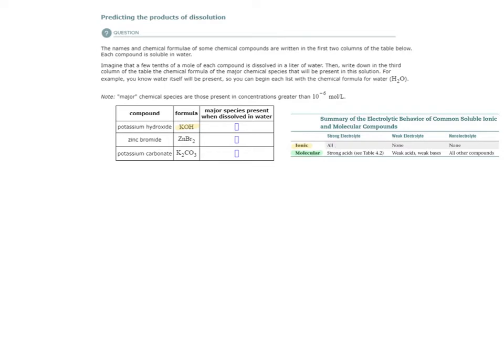They dissociate, they break apart. So potassium hydroxide, what will it break apart into? Well, I have potassium metal ions, so we'll break apart into potassium metal ions that are hydrated by water molecules, and it will break apart into hydroxide anions that are hydrated by water molecules. Okay, so we'll break apart into potassium cation and hydroxide anion.